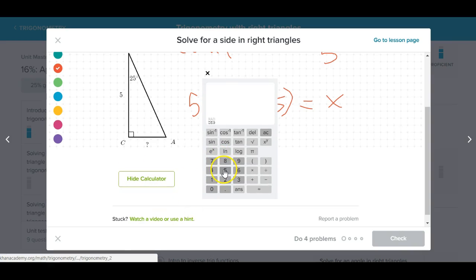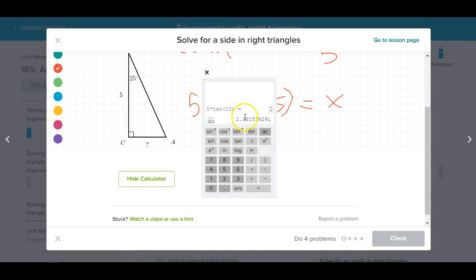If I go 5 times the tangent of 25, and I need it to be degrees. Did I make that degrees? I don't know which way is degrees. I'm going to switch that. I think that's going to probably be degrees. And I'll hit equals. So that's telling me 2.33. I think that's probably right. And so I'm going to put that in.